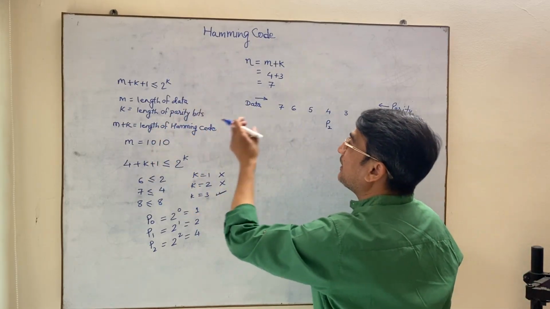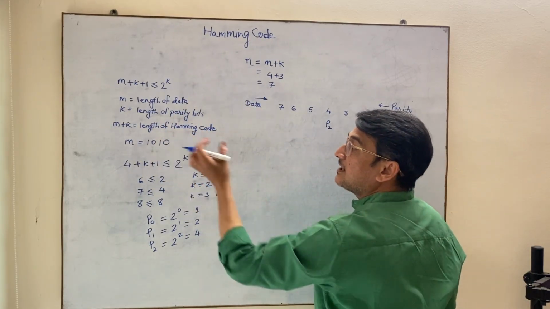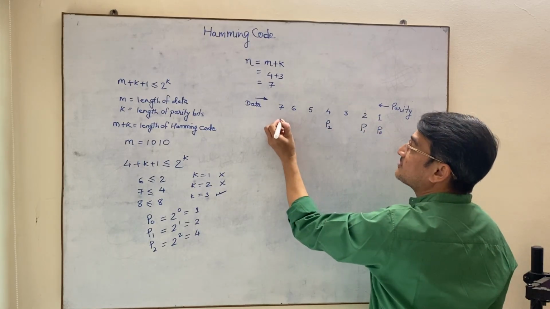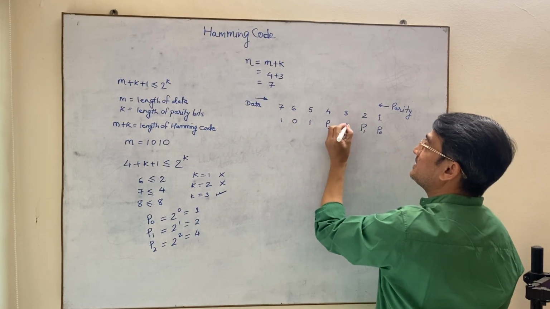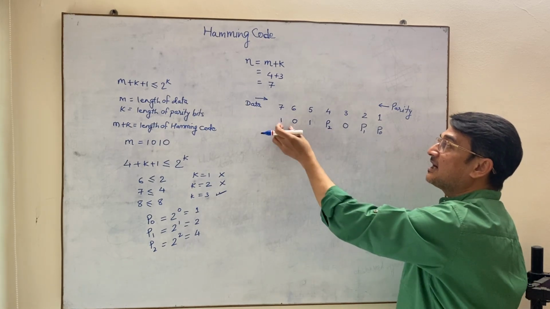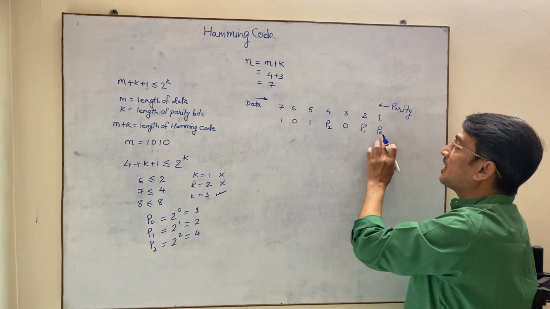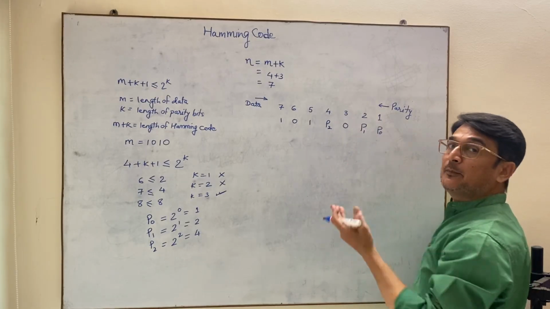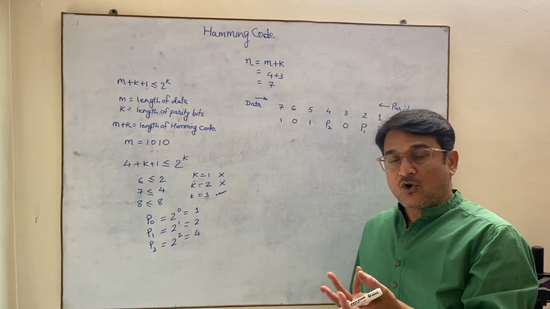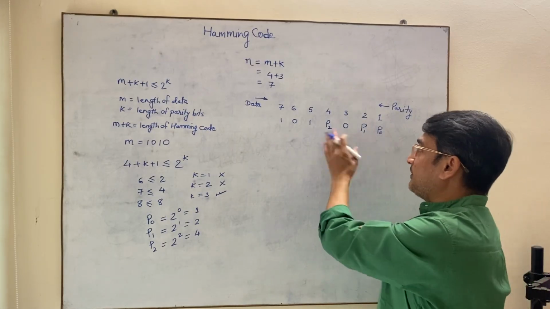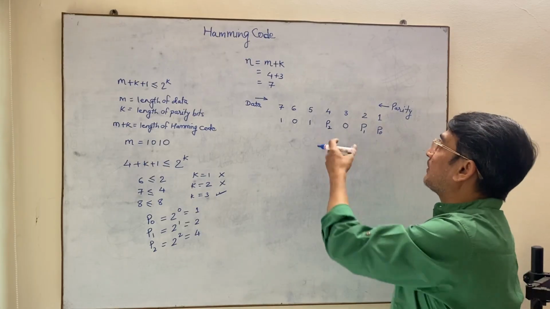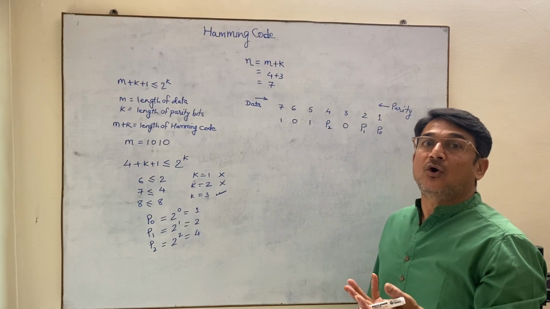Now we need to enter our data. Our data is 1010 and data entry is from left to right. So this will be 1, 0, 1 and 0. The remaining empty spaces will be filled by the data, that is 1010. Now we need to calculate P0, P1 and P2. That means P0 will be either 0 or 1. In the same way, P1 and P2 are also either 0 or 1. So now we will calculate whether P0 is 0 or 1.